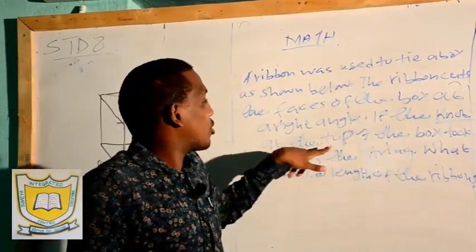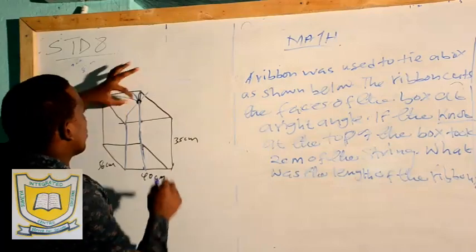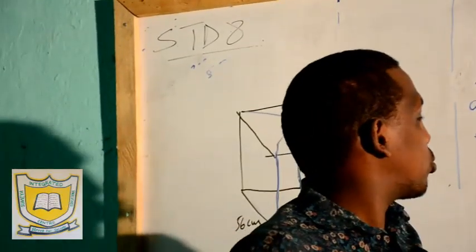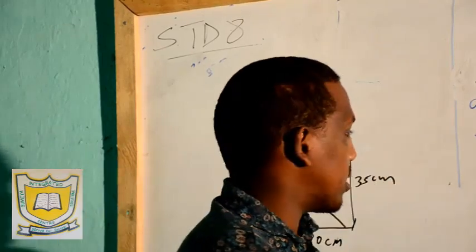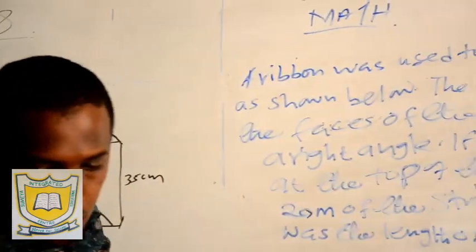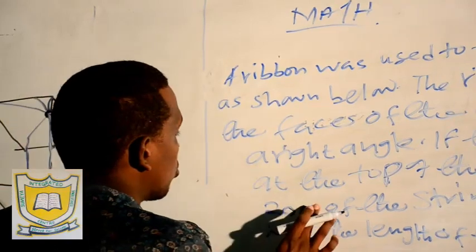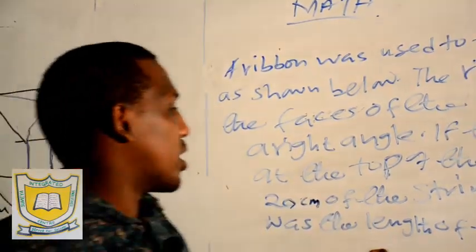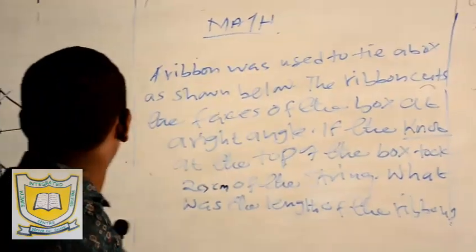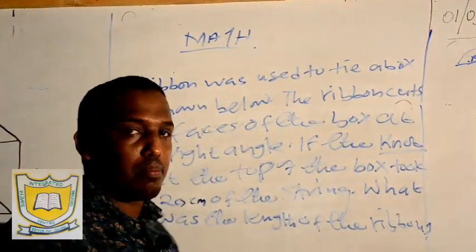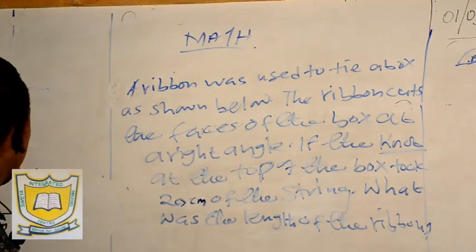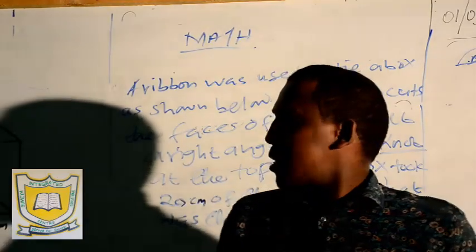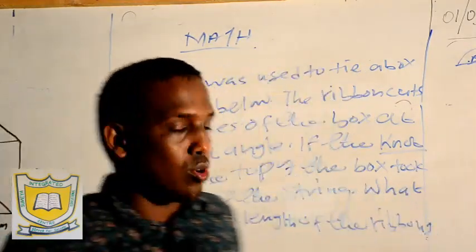If the knot, this is the knot, on the top of the box took 20 centimeters of the string. What was the length of the ribbon? They're asking the length of this ribbon. So this one is just a bit practical, whereby there is this ribbon that goes around the faces of the box, whereby it has formed an image of a right angle. Now they want the ribbon.